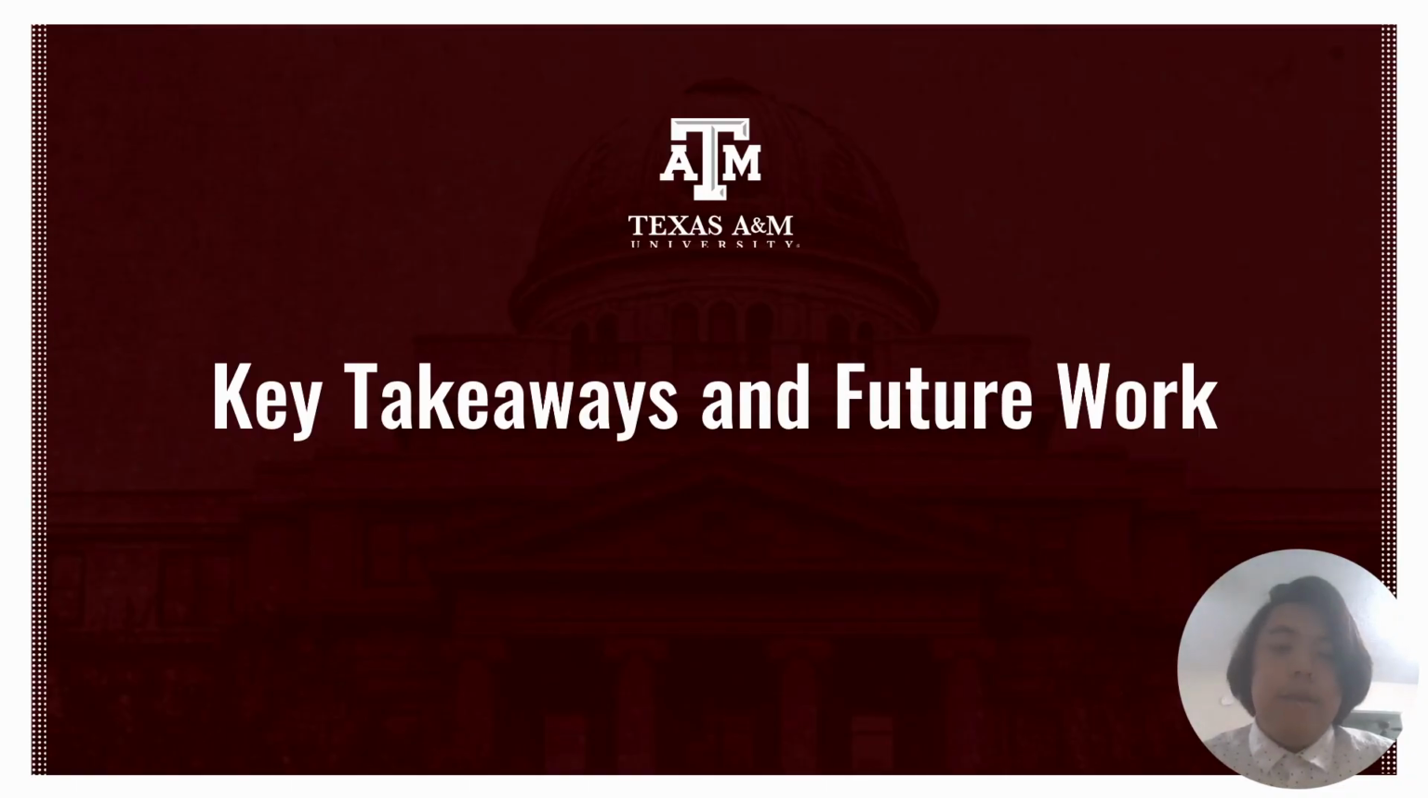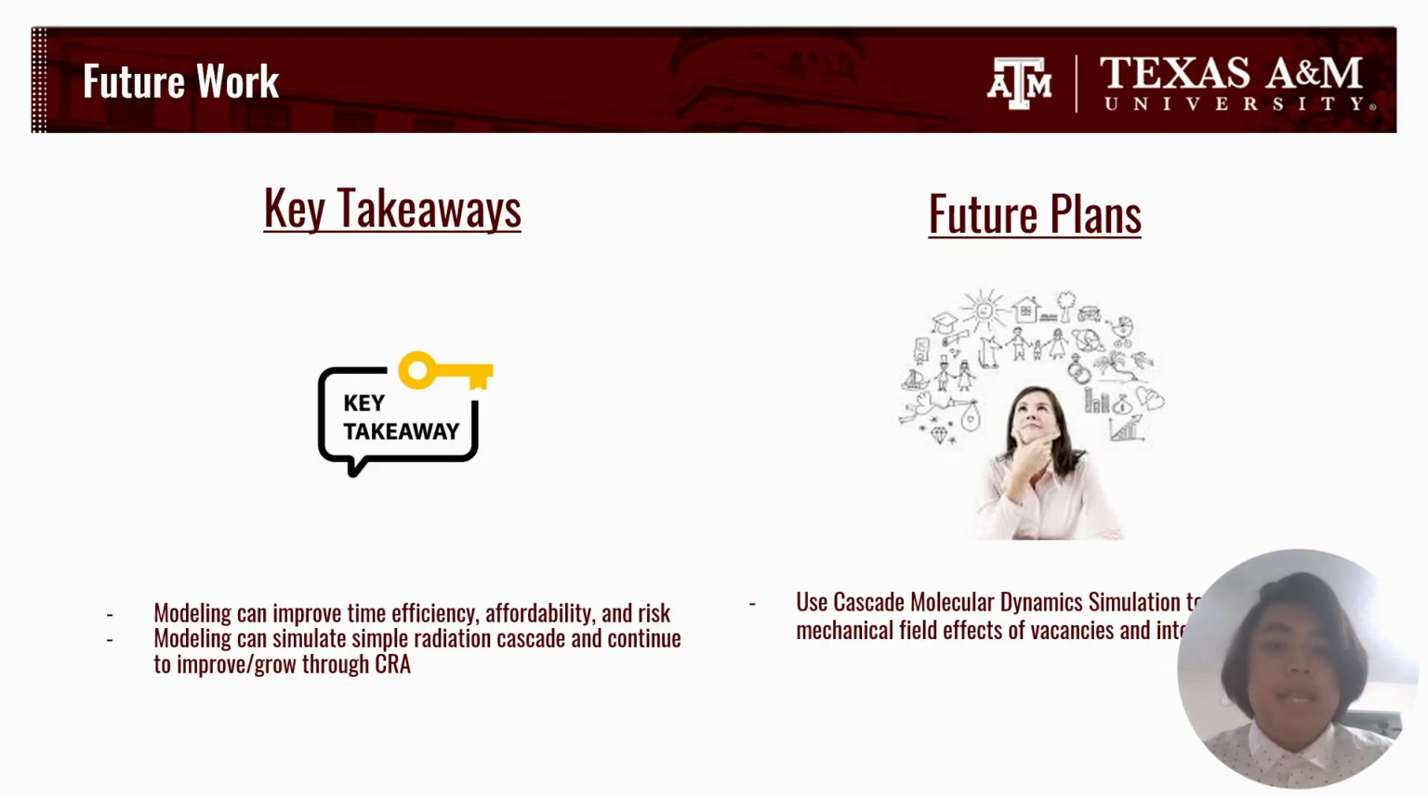So let's talk about the key takeaways and future work. Some key takeaways are that AI is growing and we need more power to store and process data. We can do this through nuclear power, but we need to develop materials that can withstand radiation, these extreme conditions. To do this, we can model it through an atomistic simulation, which would be safer, more time efficient, and more affordable. Modeling can simulate a simple radiation cascade and improve through the use of the CRA method, which allows for more efficient cascade and relaxation simulation.